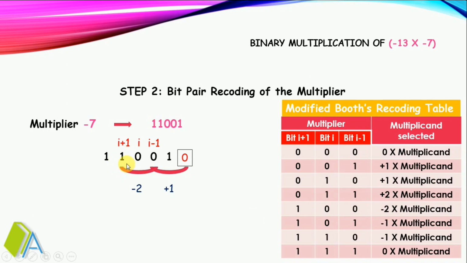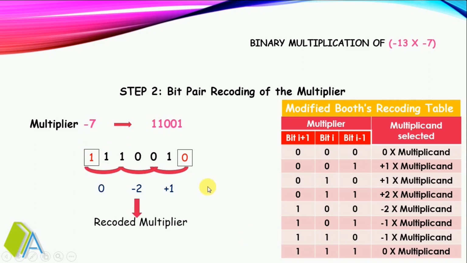I have considered up to here. So this bit will become my ith bit, and this bit will become my I minus 1th bit. I don't have any I plus 1th bit here, so the I plus 1th bit has to be extended based on the sign bit. Here it is a negative number, so my I plus 1th bit will become 1. If it is a positive number, I have to extend 0 as the I plus 1th bit. So now I have to combine 111, and the recoded value is 0.